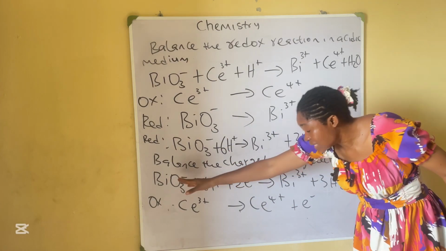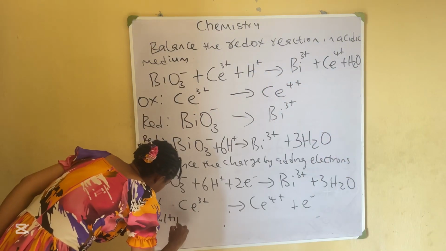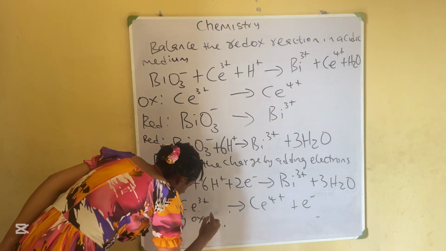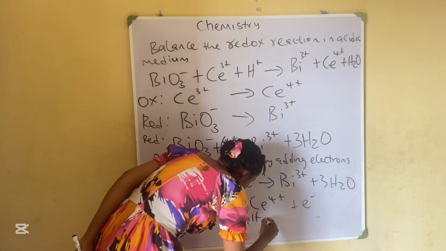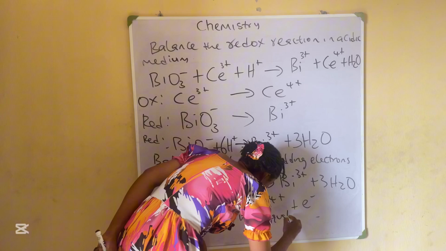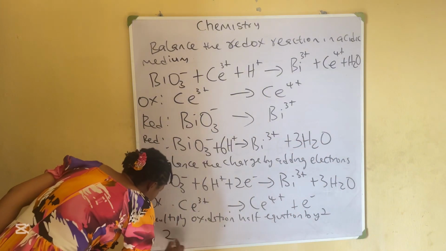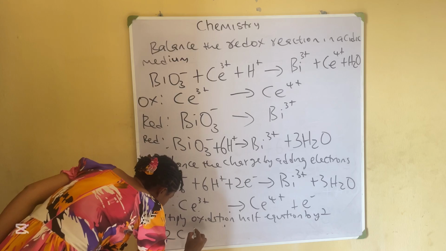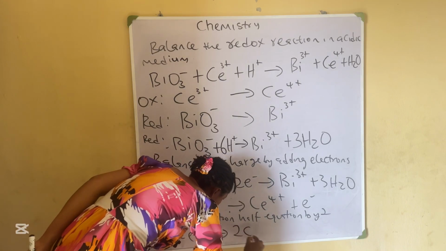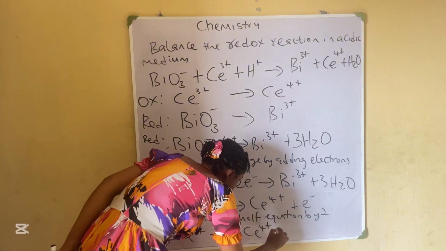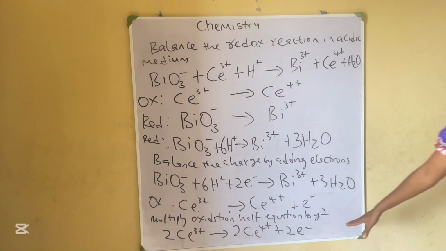Anything times 1 is itself. Multiplying the oxidation half equation by 2, I'll be having 2 Ce3+ giving 2 Ce4+ plus 2 electrons. So this is what I have.